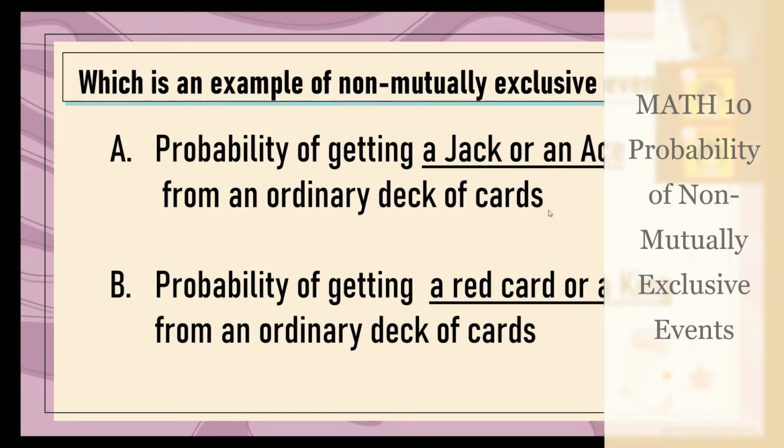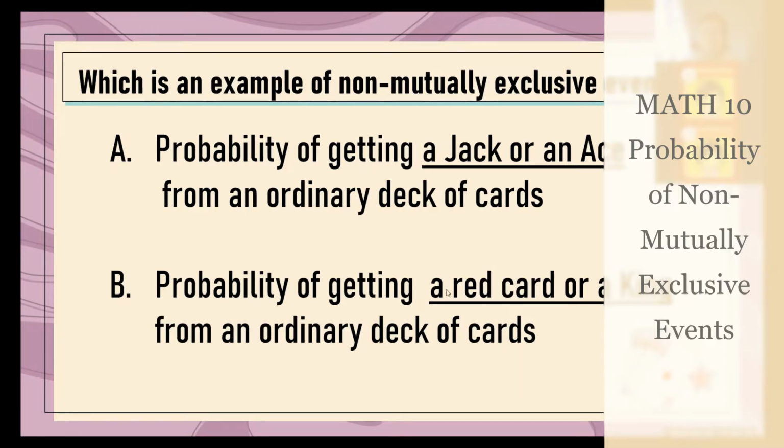Yes. Jack, ace, because there is a jack which is an ace. So that's why this is non-mutually exclusive. Do you agree with Anika? What about letter B? Is it non-mutually or mutually exclusive? A red card or a king?